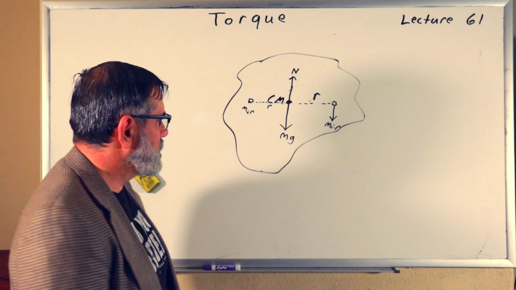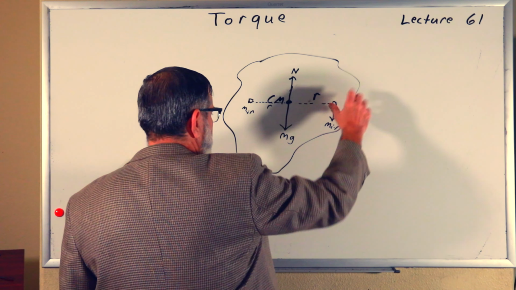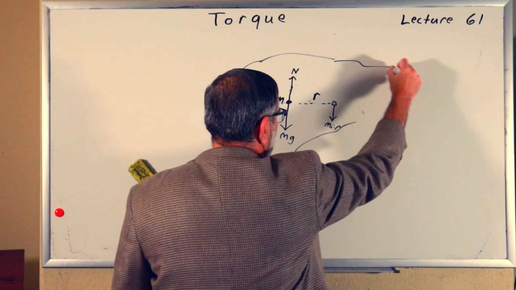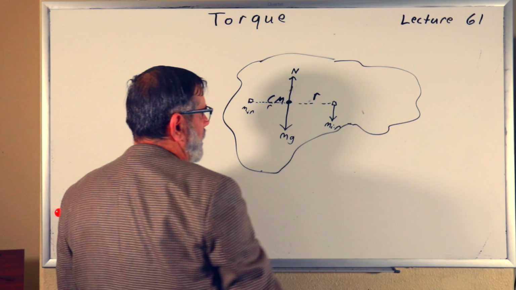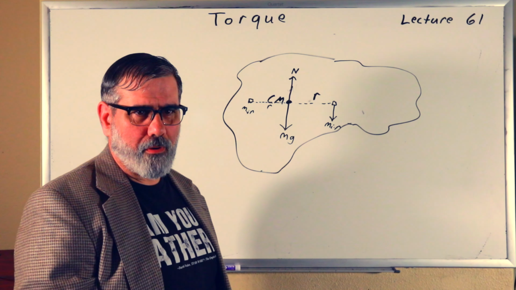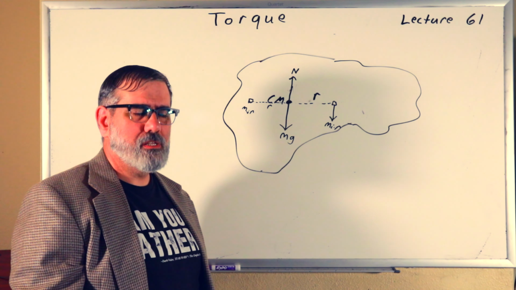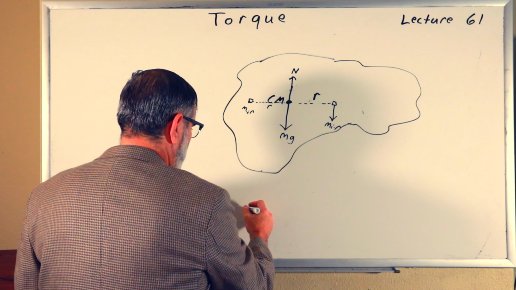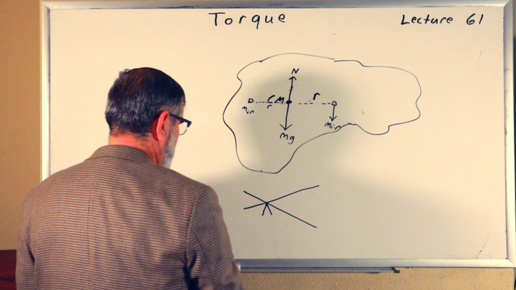But now, let's explore that situation just a little bit. Let's say that there's more mass on this side, so I'll extend my body out, give it a little more mass over here. Now it's a little bit like a teeter-totter. What is it called? Seesaw. Seesaw, right? So remember the seesaw, here's the balance point.